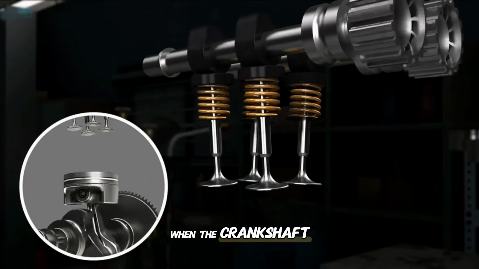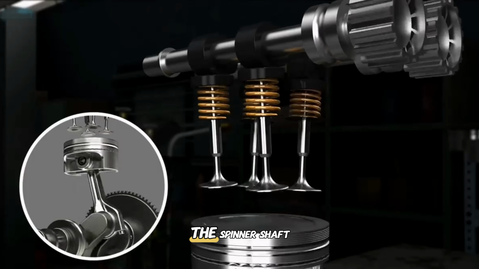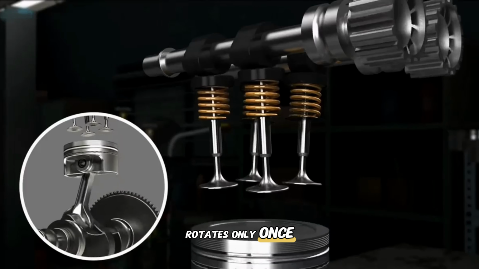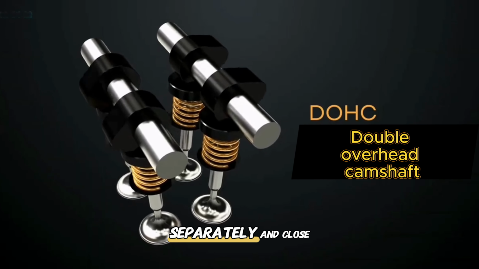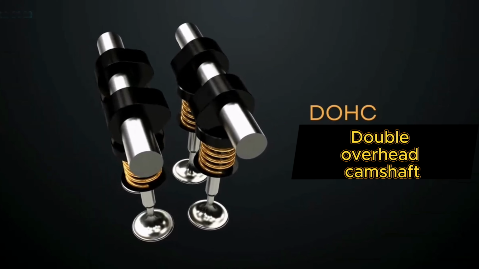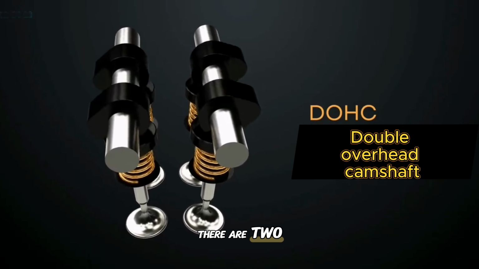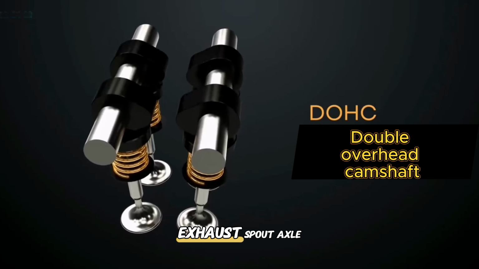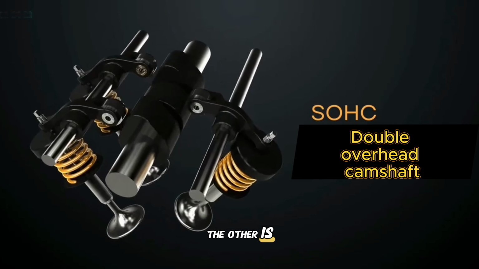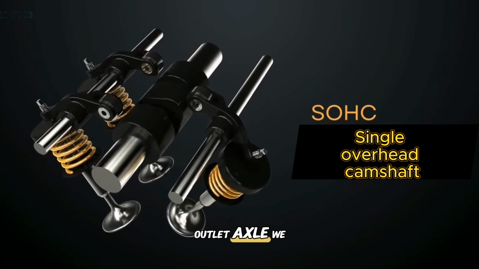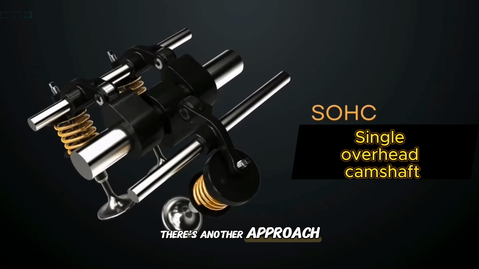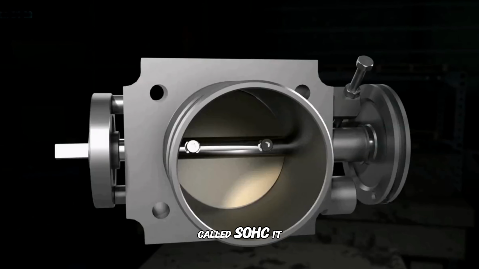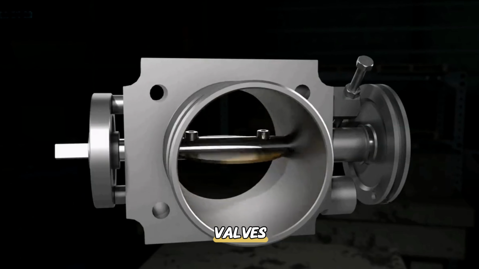When the crankshaft rotates twice, the camshaft rotates only once. The intake valve and exhaust valve each open and close once. For the camshaft, there are 2 different types. One is the exhaust camshaft, the other is an intake camshaft. We call this the DOHC design. There's another approach called SOHC. It uses a single camshaft to control the intake and exhaust valves.